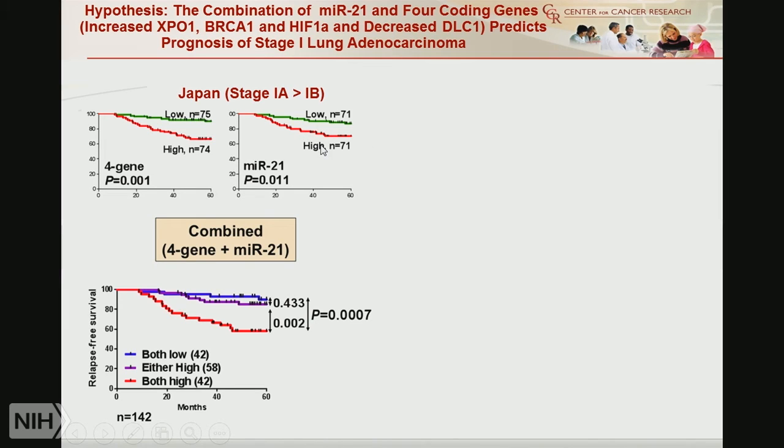miR-21, if that's high here, and this in the Japanese cohort, primarily stage 1A lung cancer, 3 centimeters and less. The two together, poor prognosis.